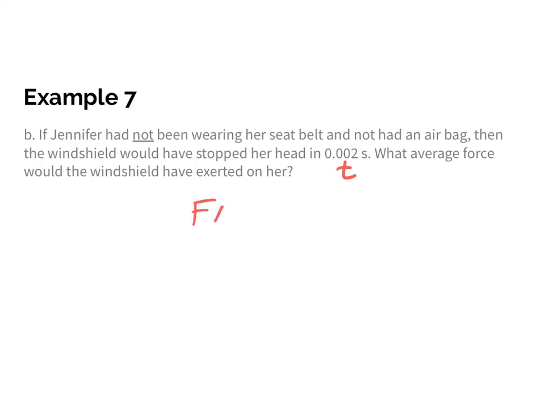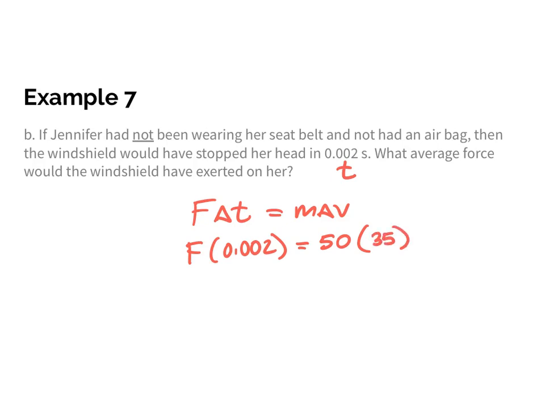So if I did the same thing here, I did that impulse momentum change theorem, and now I know that the time is changed, 0.002, her mass doesn't change. She's still 50, and if she's riding in a car going at 35 meters per second, if she hits the airbag, she's going to come to a stop. If she hits the windshield, she's going to come to a stop. So her change in speed is still going to be 35 meters per second. So it doesn't matter if the time is different. What the time is going to affect is the force.